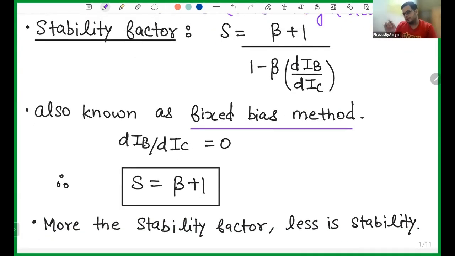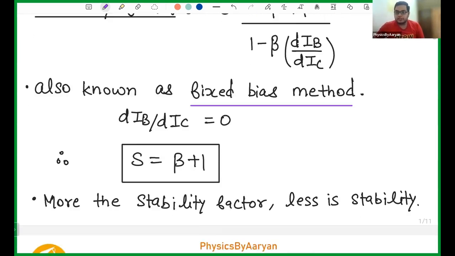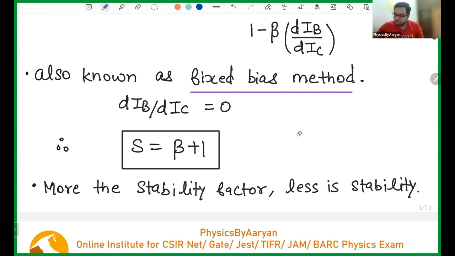So if this thing is 0, then your stability factor is beta plus 1. So for such kind of methods, which is known as the fixed bias method or base resistor method, there are two names for this, your stability factor is beta plus 1, where beta you already know is given for every transistor. So whenever someone gives you the transistor, they tell you the value of beta. Now, stability factor is very large because beta is very large. Beta is usually 50 to 100, right?